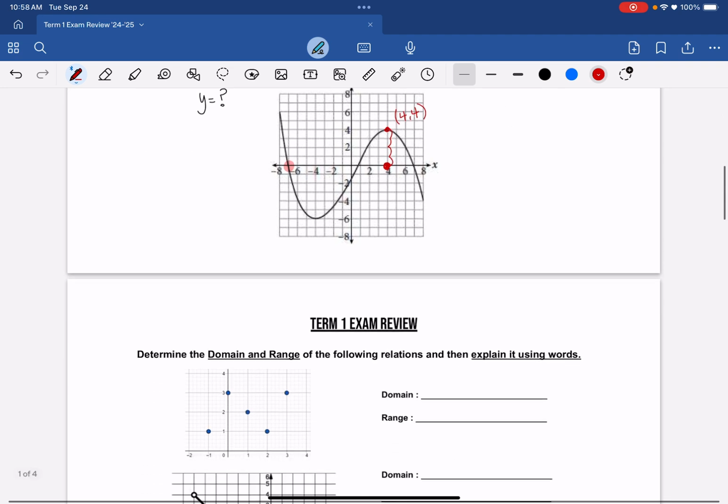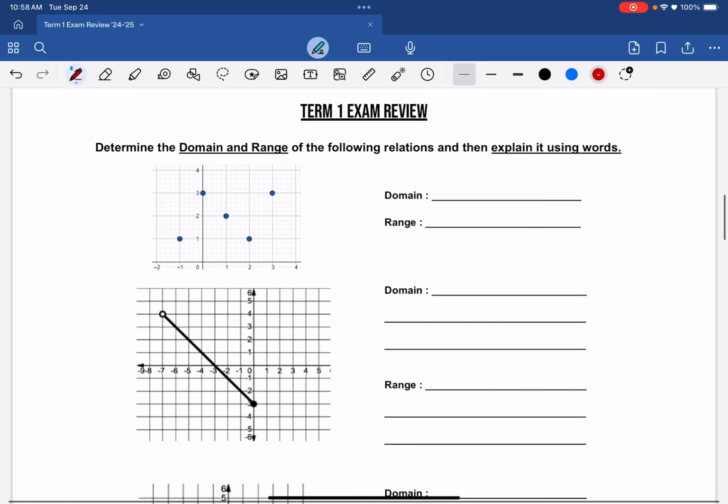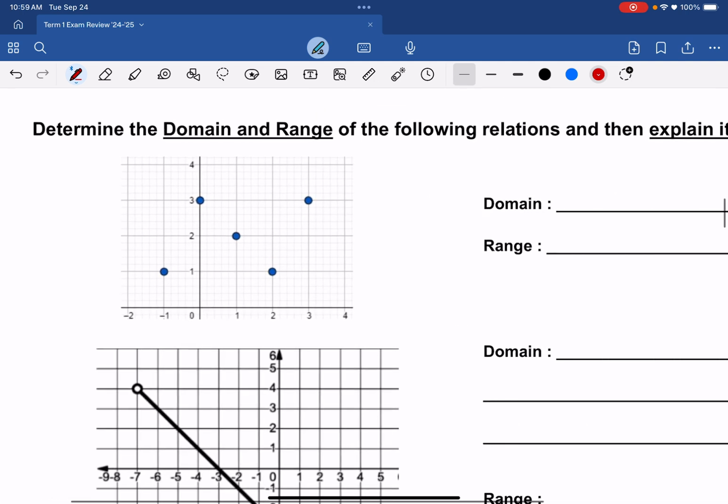All right, this is the one I want to spend the most time on. So determine the domain and range of the following relations, then explain it using words. So one, you have to understand the difference between discrete and continuous. So this first graph of ordered pairs is known as discrete because it is disconnected value. So when it's disconnected, it is known as discrete. So when it is discrete, all you have to do is list out your ordered pairs. So this one is -1, 1, 0, 3, 1, 2, 2, 1, and then 3, 3.